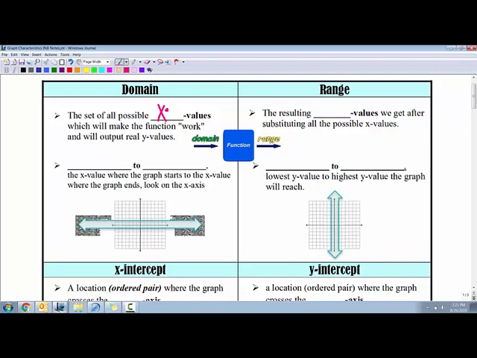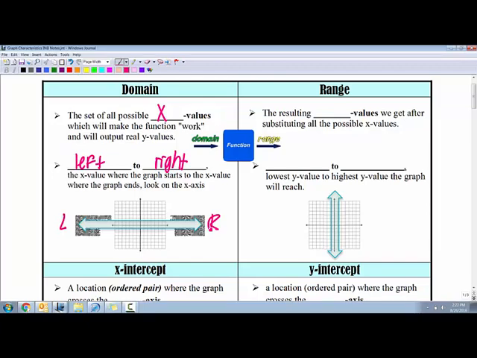Do we read it bottom, top, left, right, right, left, left to right? Awesome. When we do domain, we always go left to right. Always. So left to right. Domain is that x-axis.